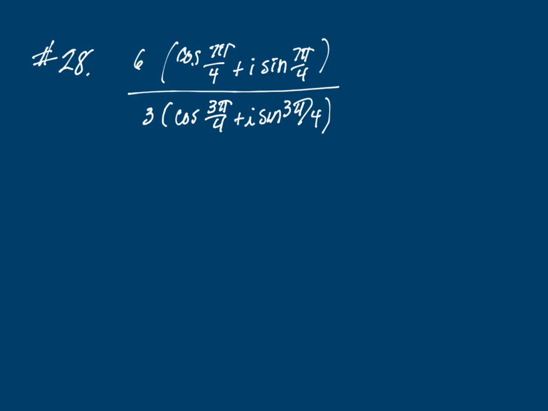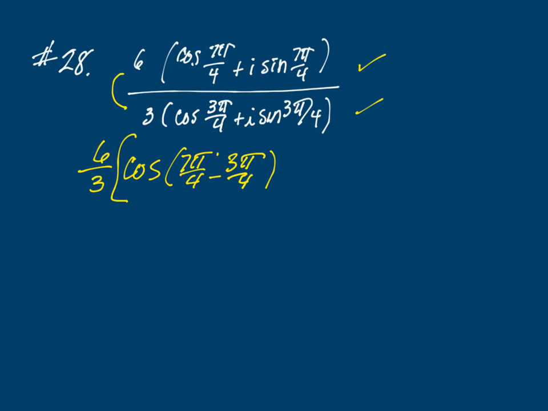Number 28 asks you to divide two complex numbers in polar form. And that formula was just taking these and dividing the r's and then subtracting the angles. So that would be 6 over 3 times the cosine of 7 pi over 4 minus 3 pi over 4 plus i sine of 7 pi over 4 minus 3 pi over 4.